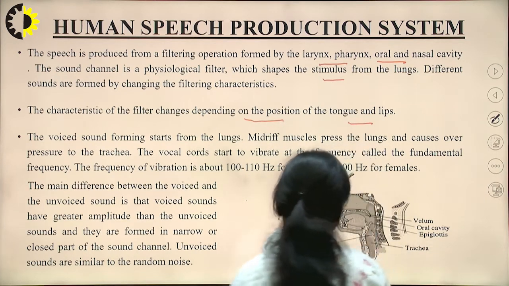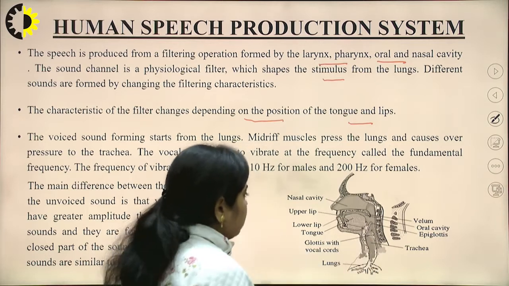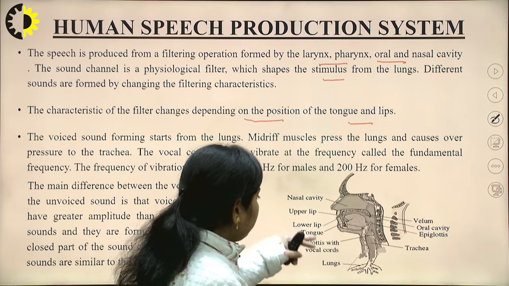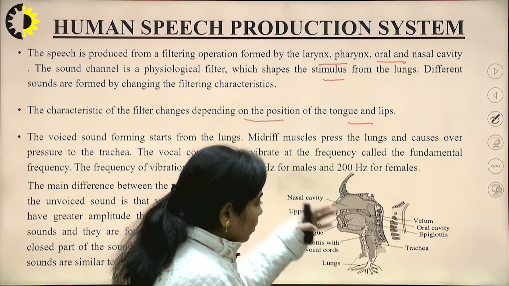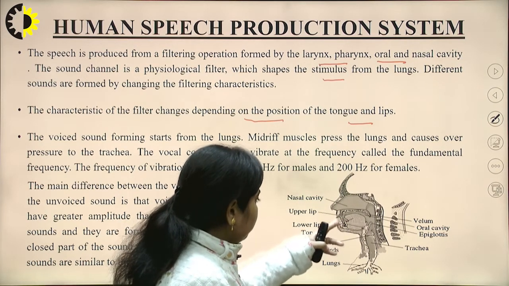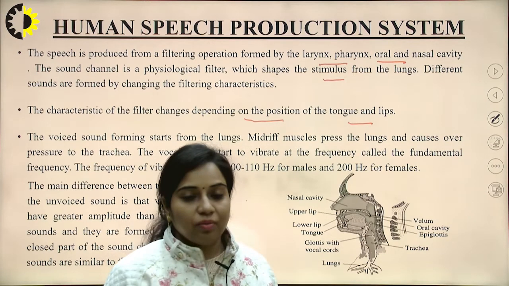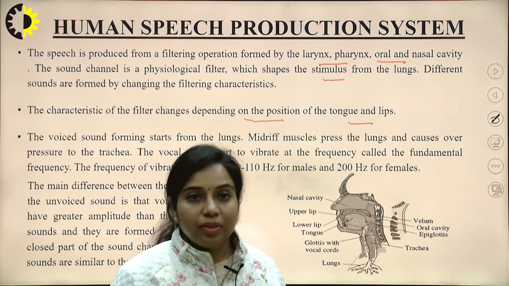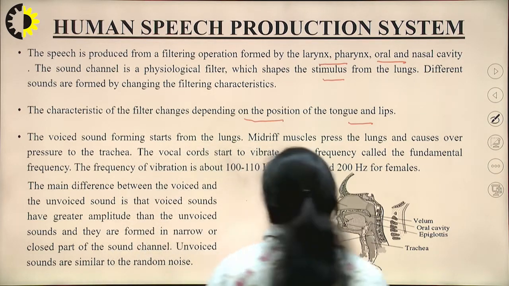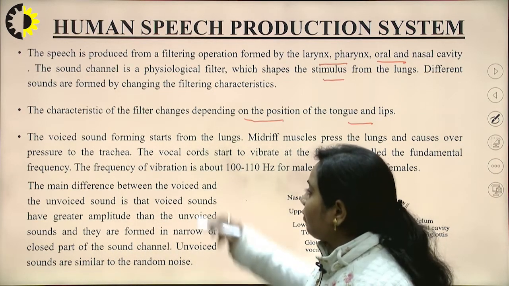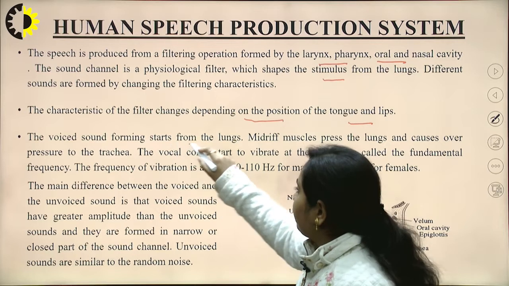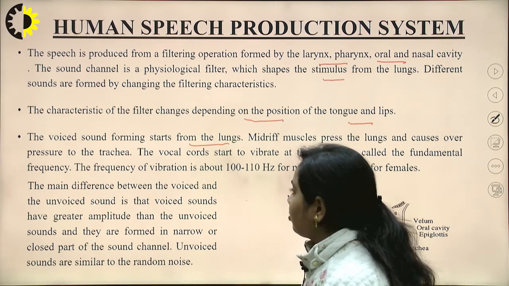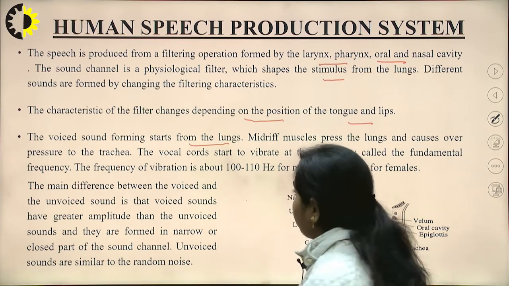Now you can see over here this very simple diagram, which has the nasal cavity, then upper lip, lower lip. Whatever the movement of this particular portion is, it will decide what the output speech signal will be. Now the voice sound forming starts from the lungs. Midriff muscles press the lungs and cause over pressure to the trachea.